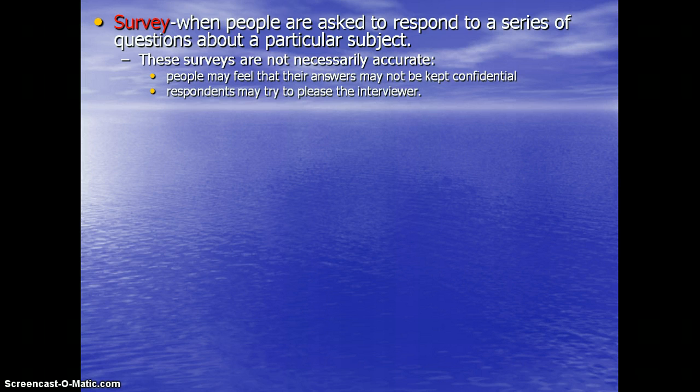The respondents might try to please the interviewer. They know what the interviewer wants to hear. If my boss asks me questions about what I think about the administration's way they deal with ISS policy, I know what they want to hear, so I might try to please them. I actually probably wouldn't, but you get the idea.